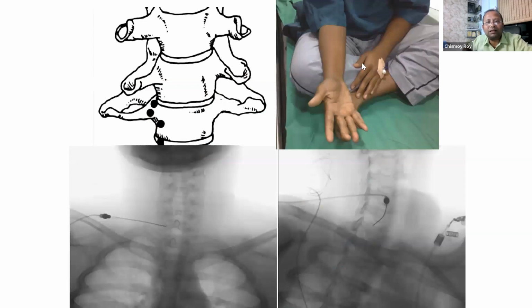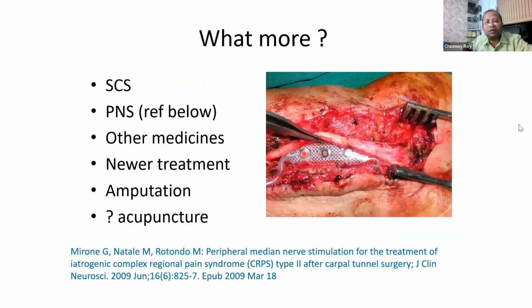So in this patient, this boy, we did first a stellate ganglion block, and then I did RF of the stellate ganglion. This paper is actually published. What more? People have tried many other things, but everything is not needed.